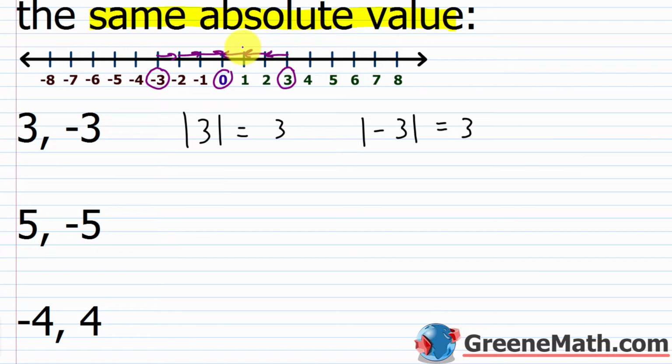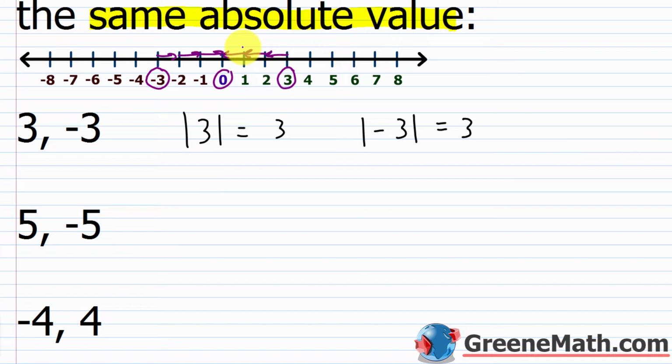And again, it doesn't matter which direction you're going in. You're just counting how far away you are from 0. It'd be kind of like if I was north and I traveled 500 miles to a location, or if I was south and I traveled 500 miles to a location, it wouldn't matter where I came from. It's just a matter of it's 500 miles to get there.